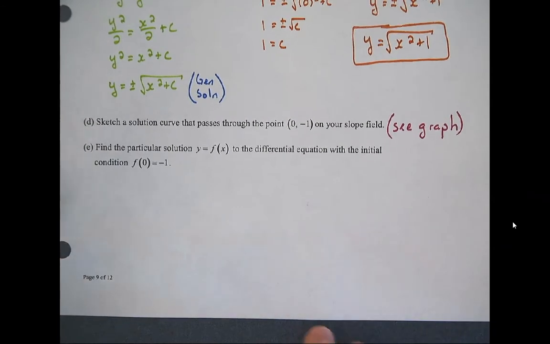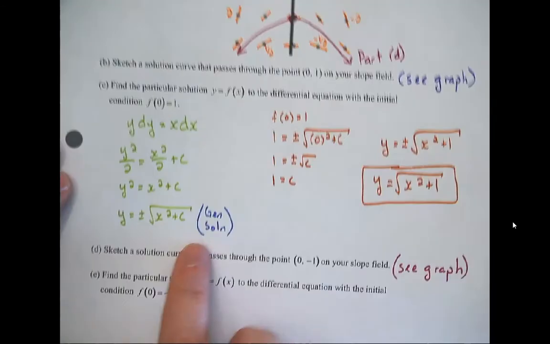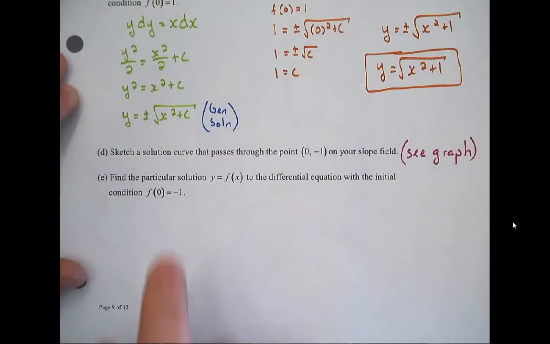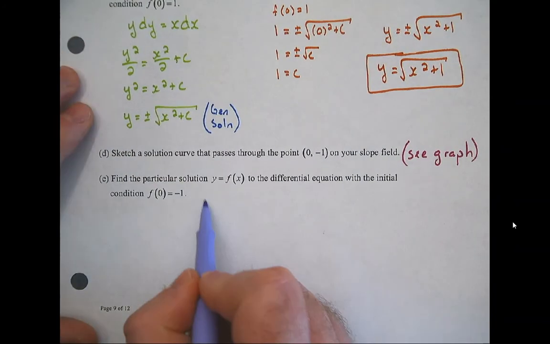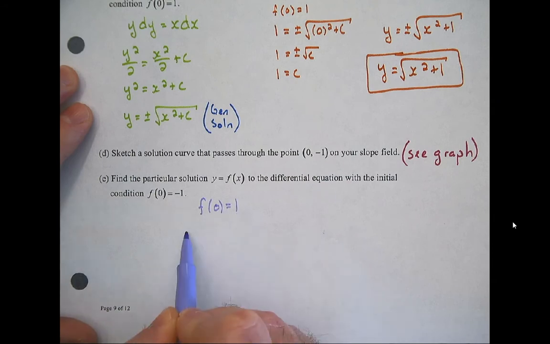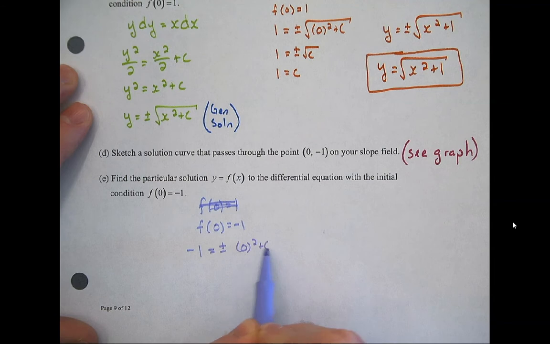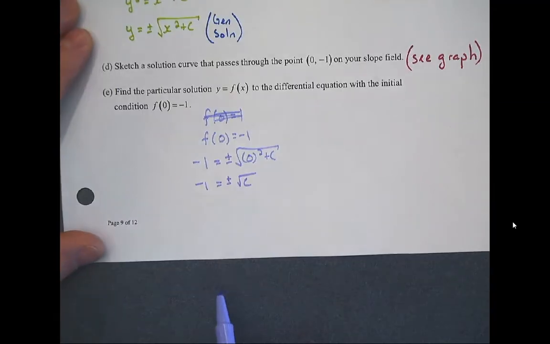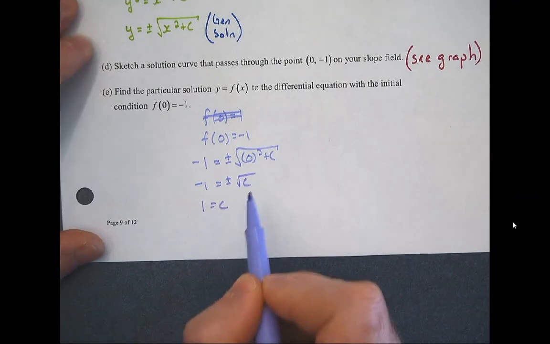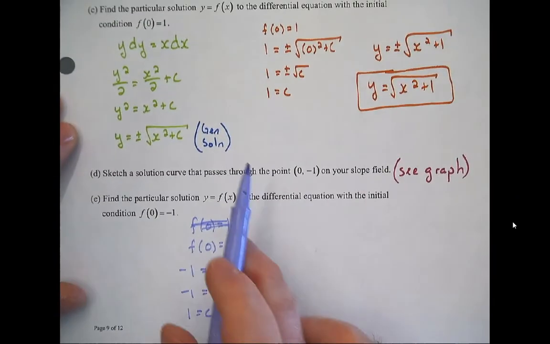Find the particular solution to the differential equation. So same setup. I'm not going to go find the general solution again. We already found the general solution. This one's going to be pretty easy. F of 0 equals 1. Nope. F of 0 equals -1. So -1 equals plus or minus the square root of 0 squared plus c. -1 equals plus or minus square root of c. Square both sides. -1 squared is 1. We get the same constant as we got up here.